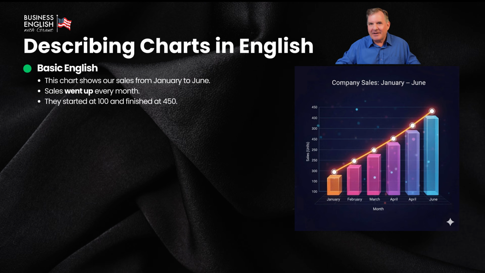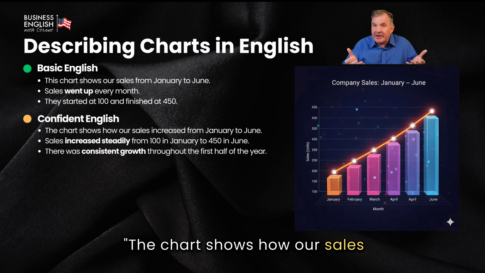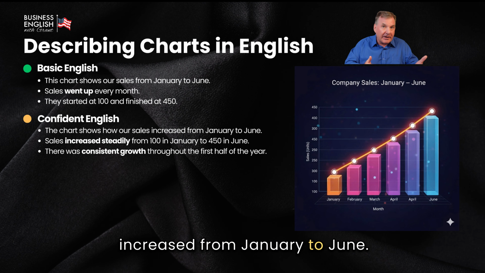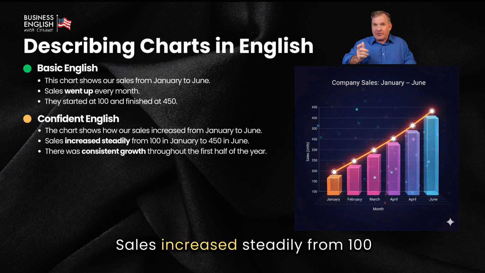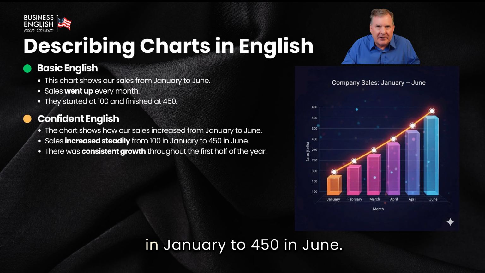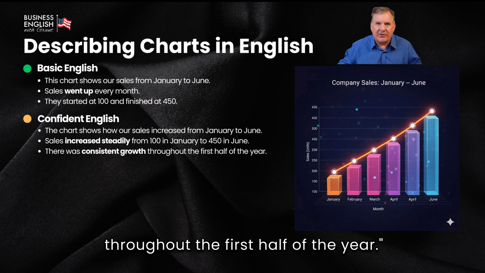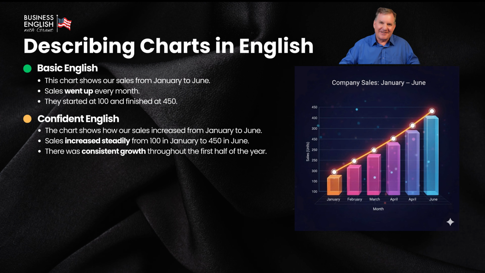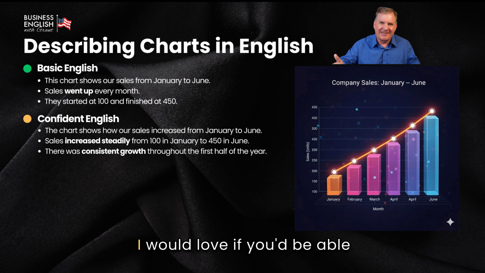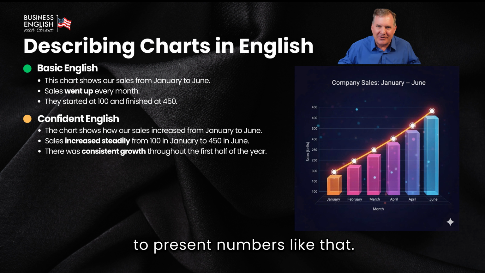How about this? The chart shows how our sales increased from January to June. Sales increased steadily from 100 in January to 450 in June. There was consistent growth throughout the first half of the year. Now that's really nice. I would love if you'd be able to present numbers like that.